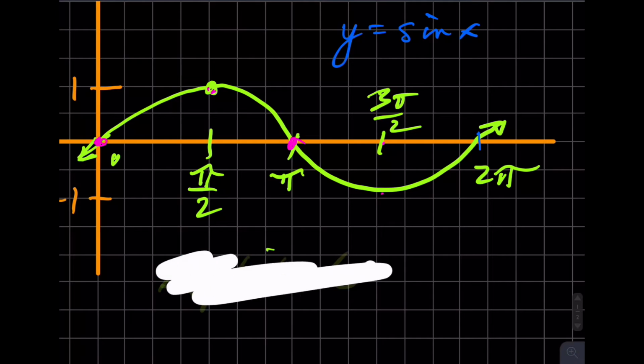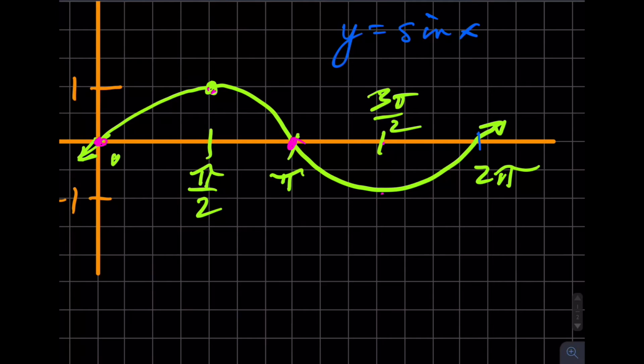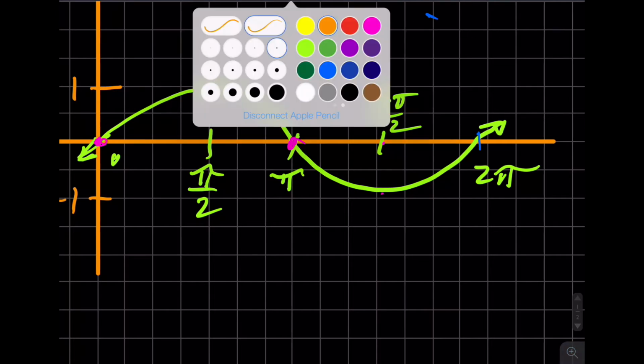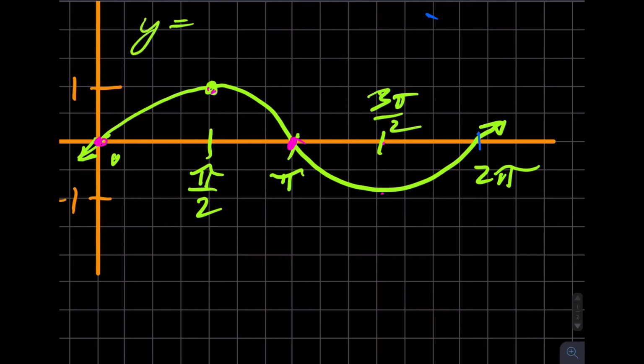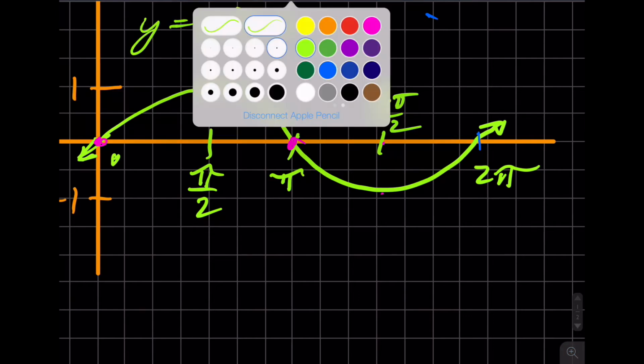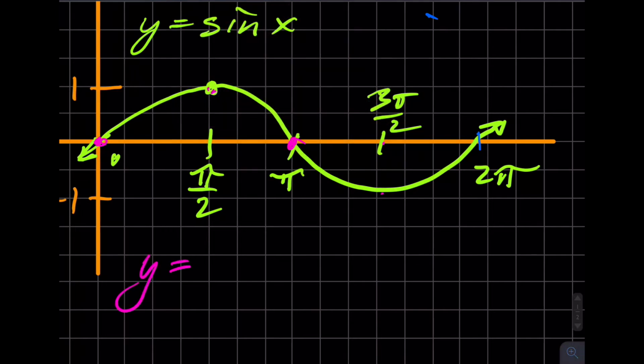So let me erase this word amplitude because it's gigantic and taking up space. And since this green function is my parent function, y equals sine x, I'll change the colors here, and we'll go with hot pink, and we're going to go y equals, let's say, 2 sine x. So again, this part functions in the exact same way as this part. So I would get this same trace in hot pink as I do in the lime green.